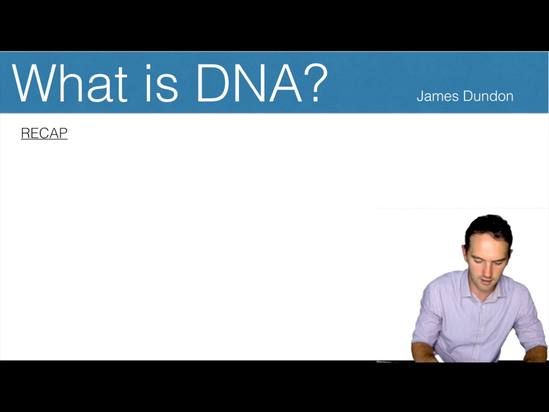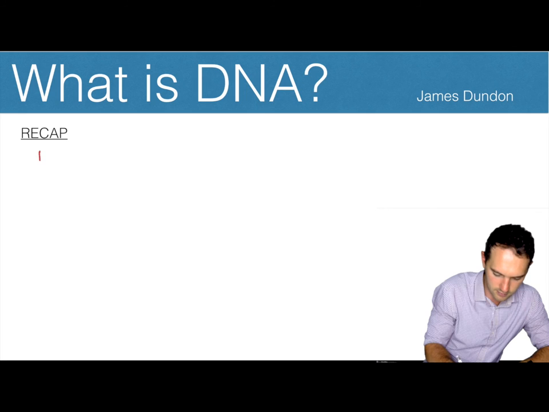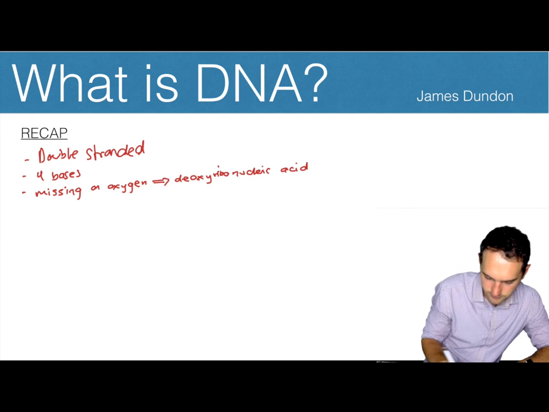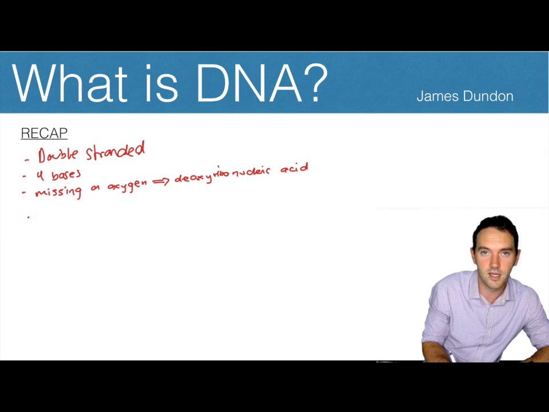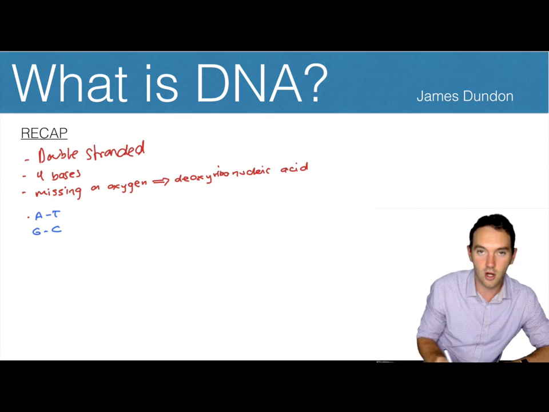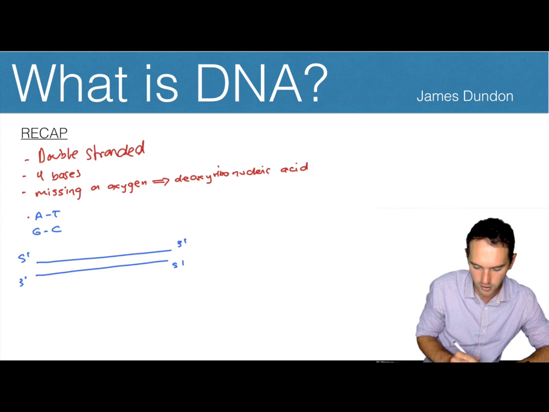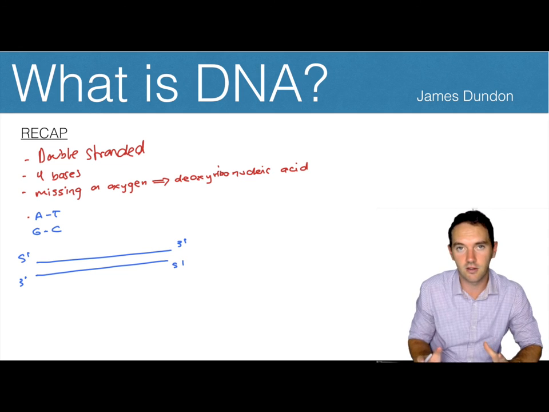Okay, so let's recap. Let's have a look at that molecule again. So what is it? Well, we remember that it's double-stranded. Excuse my handwriting. It has 4 bases. It is missing an oxygen, which then makes it deoxyribonucleic acid. We have 4 bases: adenine, thymine, cytosine, and guanine. A with T, G with C. They run in opposite directions, so we'll have one strand that runs 5' to 3', and the opposite strand running 3' to 5'. That sequence of DNA determines every characteristic about an organism.